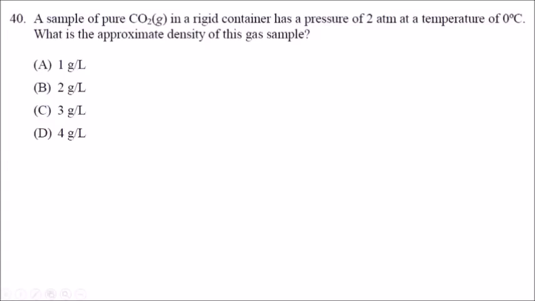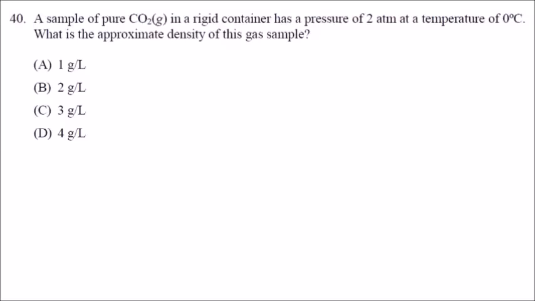Number 40, last multiple choice question. A sample of pure carbon dioxide in a rigid container has a pressure of 2 atmospheres at a temperature of 0 degrees Celsius. What is the density of this gas sample? Now remember, this is without a calculator. Let's take a look at the mental math we can do to get the answer to this question.